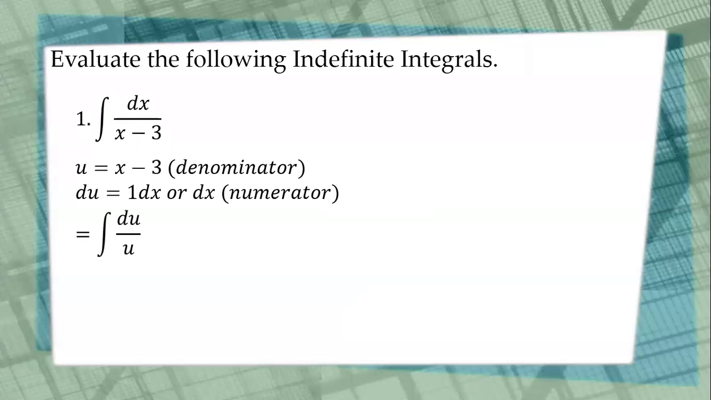Then we can substitute now. The integral of du over u, the answer will be ln of the absolute value of u plus c. So then we substitute u. The u value is x minus 3, so we'll have the ln of the absolute value of x minus 3 plus c. Can you follow?